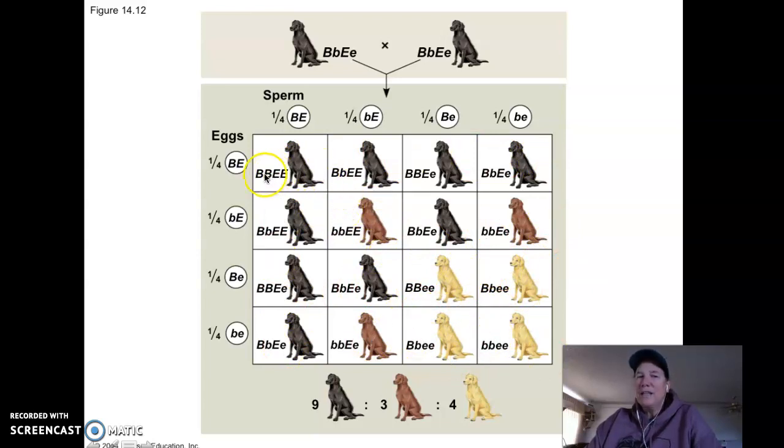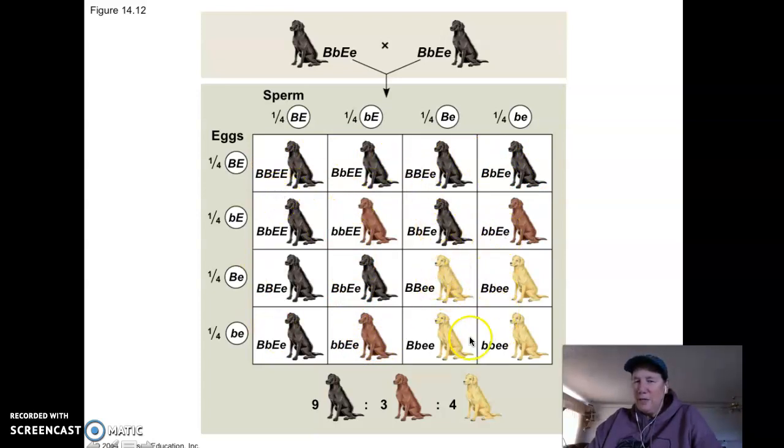And again, the blacks have the big B, the browns have 2 little b's. That's a recessive. They have to have a big E. That means that whatever color they're supposed to be, that pigment gets deposited in their hair. So you can see this guy's got 2 little b's, but he's got a big E. That means, yep, the color got deposited. All the ones that are black or brown have a big E.